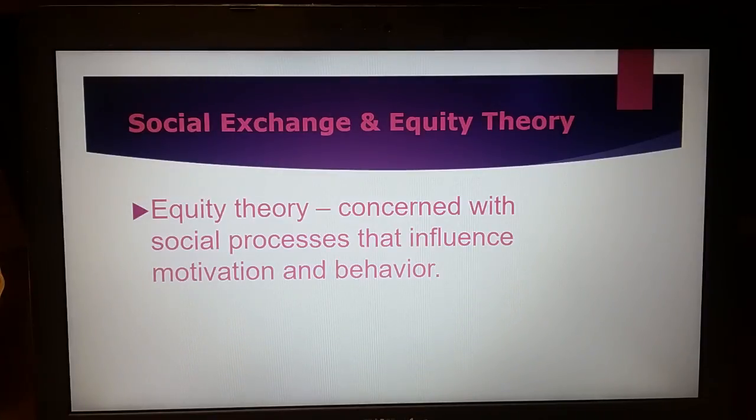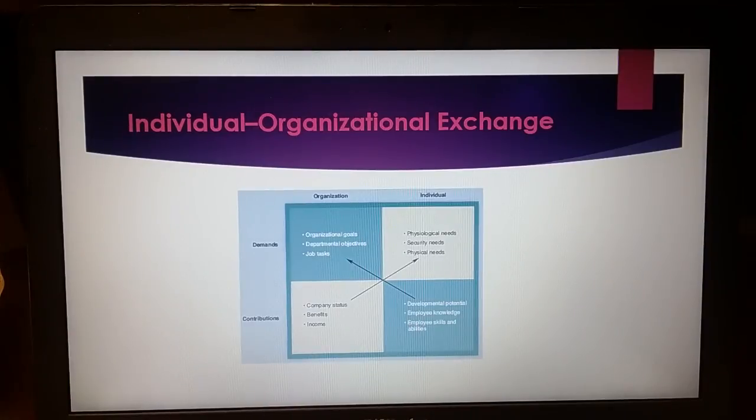Social exchange and equity theory. Equity theory is this idea that there are social processes, that means our interaction with other people and the environment itself, that influence our motivation. We're going to talk about that a little bit more. I don't know how well you can see that, but I'm sure you can see it when you download your notes.